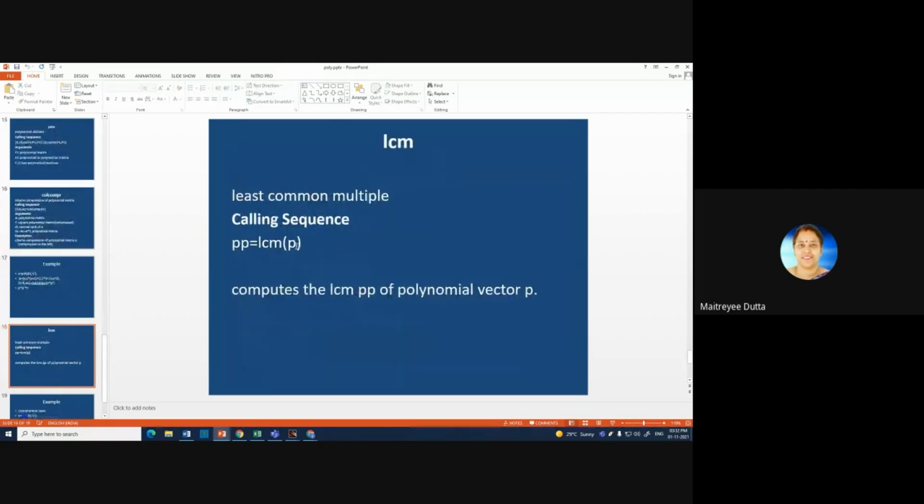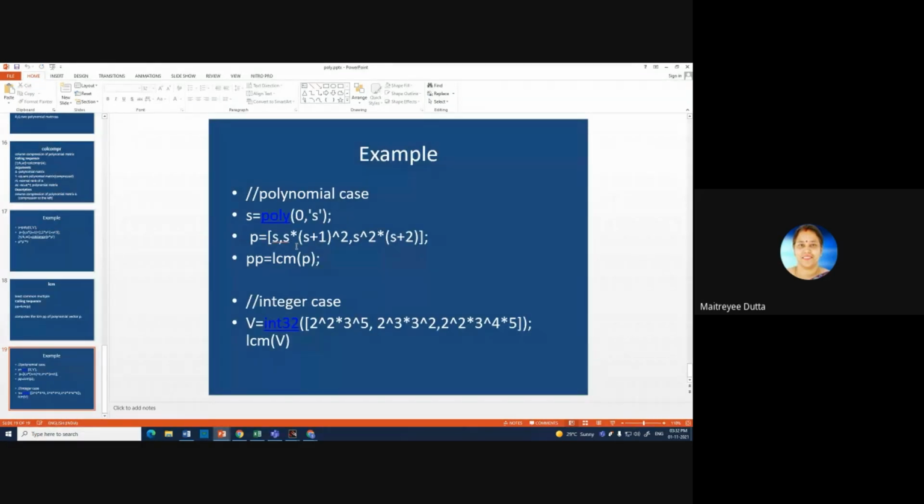So for the LCM, you can take the different polynomial values you are giving and find the LCM of all those polynomials. That also you can give. I have given the equation example, and this presentation is also there with you, right? So this is all about the polynomial.